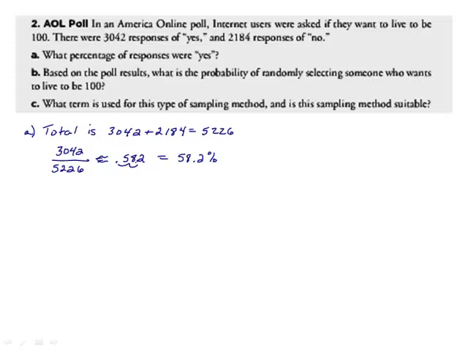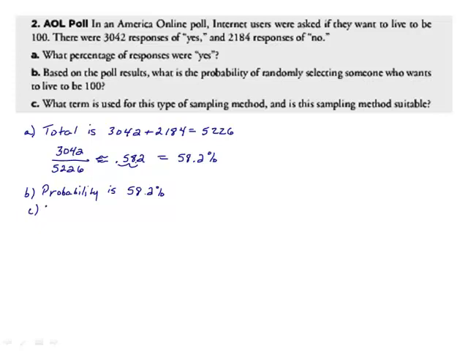Now for part B on this one, we're just using the same answer that we already got. The probability of randomly selecting someone who does want to live to be 100, if we use the information from this survey, we would say that would be 58.2%. But if you look at the last question here, what term is used for this type of sampling method, and is this sampling method suitable?